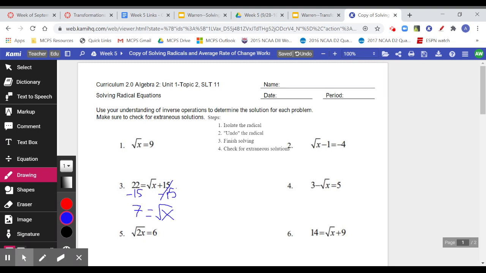And since this is a square root, to undo it, I'm going to square it. But what I do to one side, I have to do to the other. So I'm actually squaring both sides. And this leaves me with 49, right, from 7 squared, is equal to x.